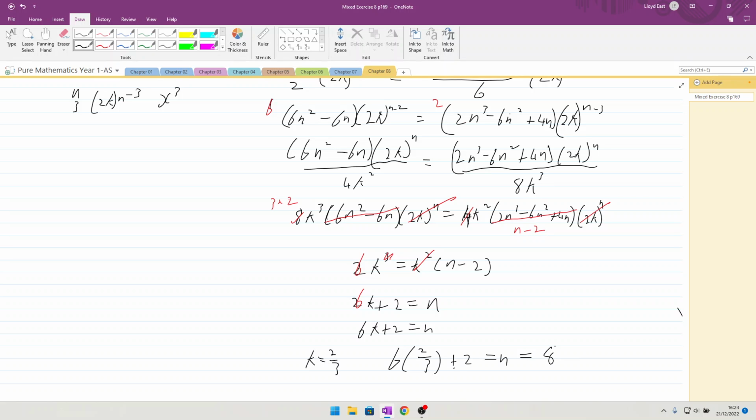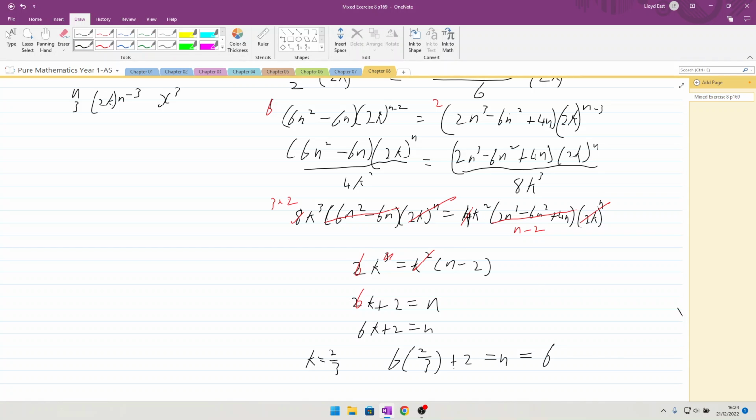Okay. Is that correct, or is it 6? I've forgotten. I had a feeling that was wrong. It's 6. Now that I've put it into the calculator, don't make the simple mistakes. Okay. So n is equal to 6.